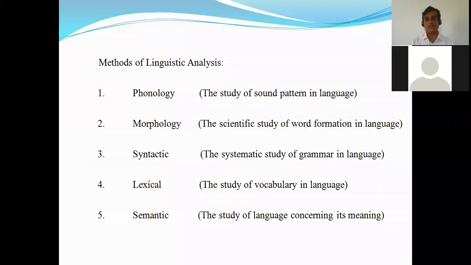Second is morphology. Morphology is nothing but the scientific study of how the words are formed in English. And the third is syntax. It is associated with the study of grammar in English. And the fourth is lexical, which deals with vocabulary. And the fifth, which is the most mature level to understand the language, is the study of language concerning its meaning. This is known as semantics. I repeat, the first level is phonology, second morphology, third syntax, fourth lexical, and the fifth is semantics. So these are the 5 methods of linguistic analysis.